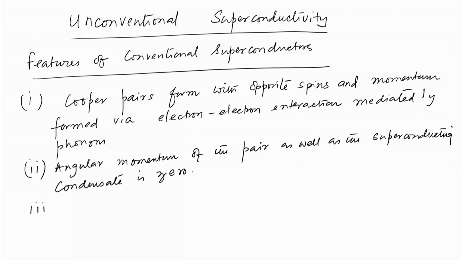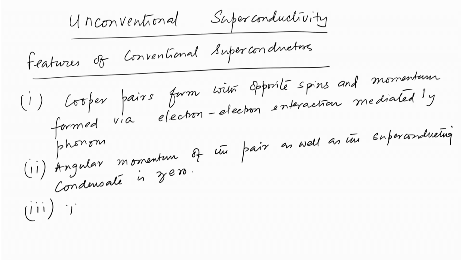The Tc, the transition temperature that we actually see for these superconductors, that is the temperature at which the system makes a transition from a normal metal to a superconductor, is small, and in most cases Tc is less than or equal to about 25 Kelvin. So, that is the maximum Tc that one can get for these conventional superconductors.